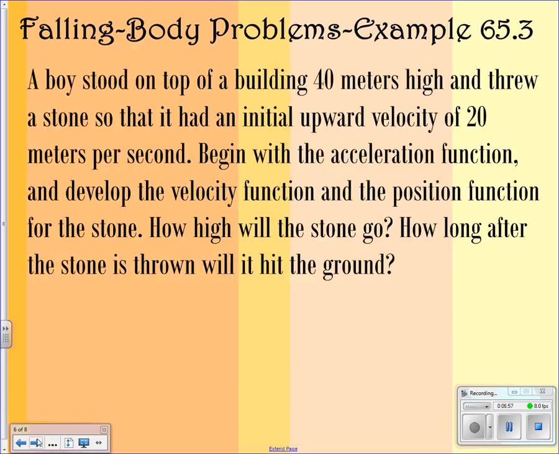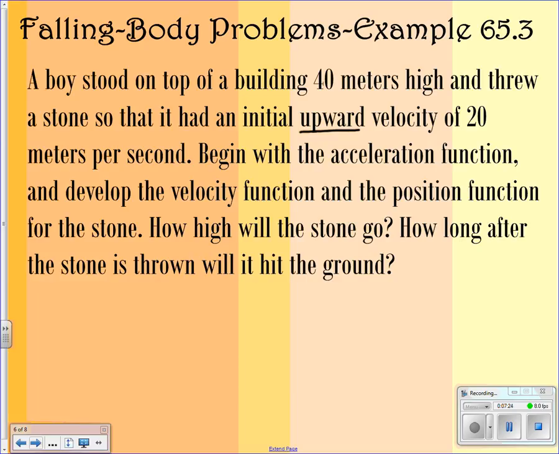A boy stood on top of a building 40 meters high and threw a stone so that it had an initial upward velocity of 20 meters per second. This whole upward, downward velocity does make a difference because it changes whether it's a positive or a negative. Begin with the acceleration function, develop the velocity and the position function for the stone, and then it asks us how high will the stone go and how long after the stone is thrown before it hits the ground.